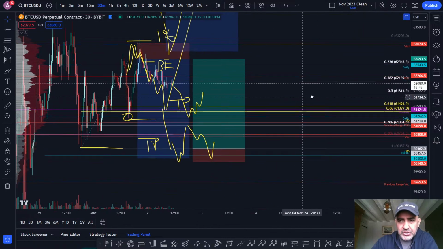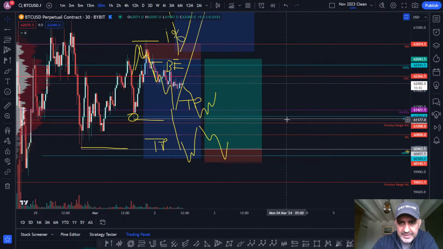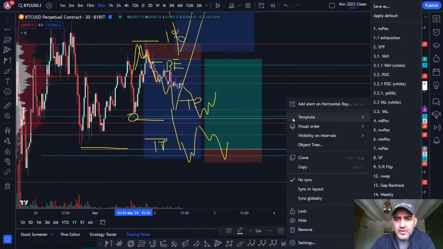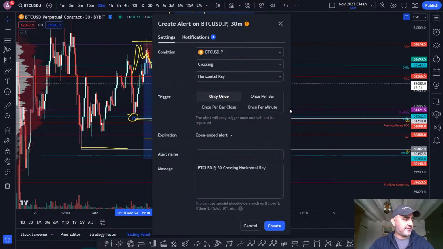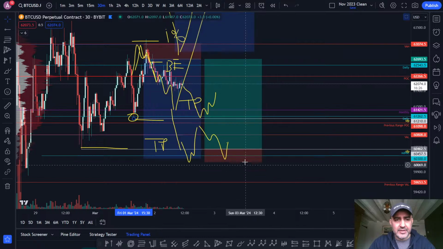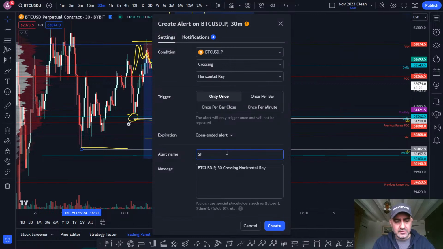And so what you would do potentially is just mark out these SFPs and then set alerts on these SFP lines. And then if the price comes into these lines, you can have a look. If there's a reaction, then you can take the SFP. You can take the swing failure. So I'll set one alert there, and I'll set one alert here.